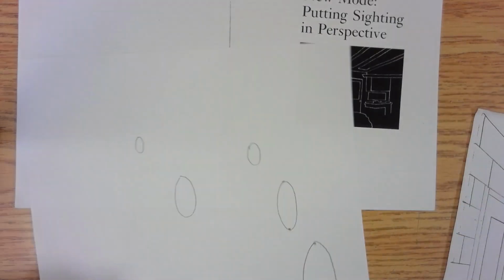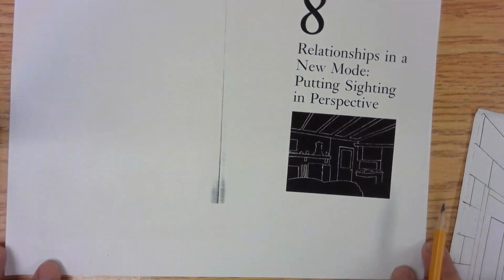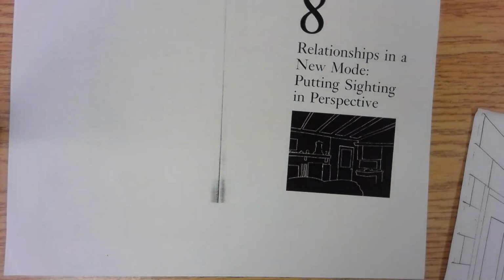I hope that this demonstration has been helpful in helping you to understand how to use sighting, how to compare angles to horizontals and verticals, and how to compare sizes of objects to each other and parts of objects to each other. Good luck and happy drawing.